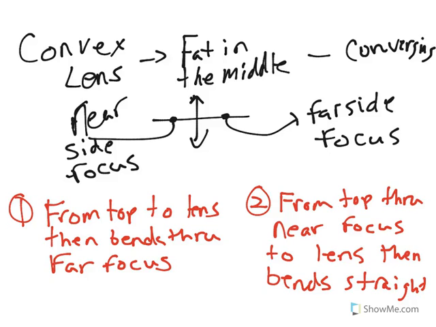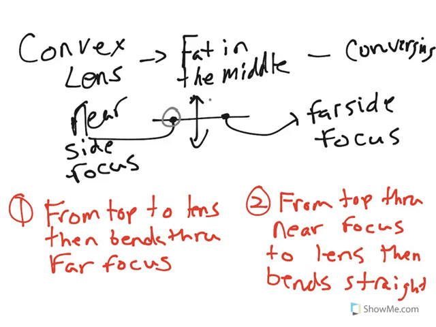Okay guys, let's take a look at the convex lens. It's the one that's fat in the middle. It is converging, meaning it condenses the light. This is its symbol. It looks like an arrow pointed in toward the middle to indicate that it's getting fat in the middle.